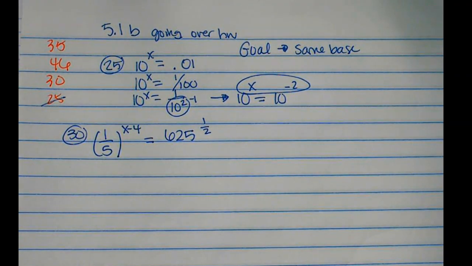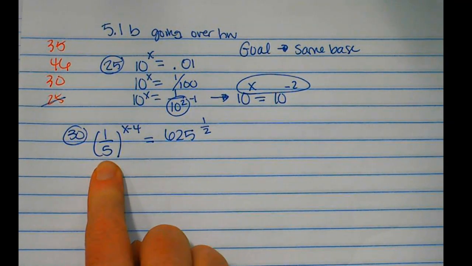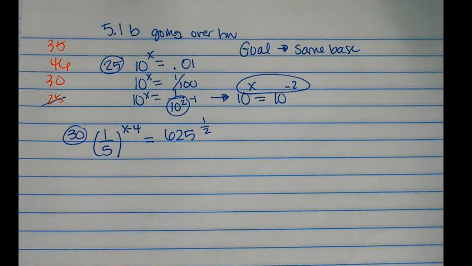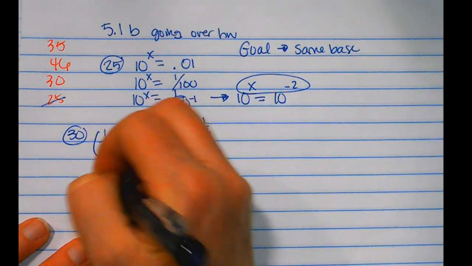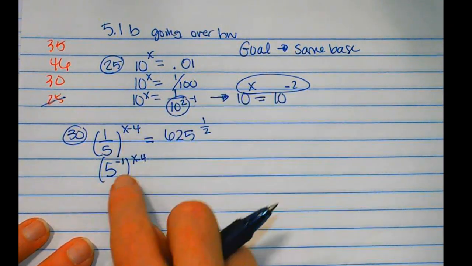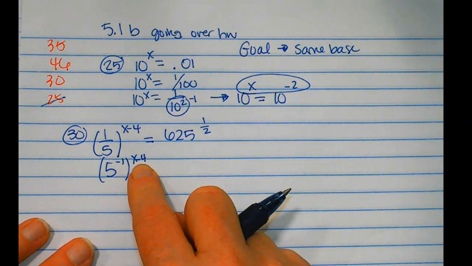So what I'm trying to do is solve for the exponent. In order to do that, I need the bases to be the same. They gave me a big hint here because they told me 5. So I'm going to do like I did for the last one. I'm going to move the 5 to the top. And what it does, which is important, is it makes 5 to the negative 1 also to the x minus 4.